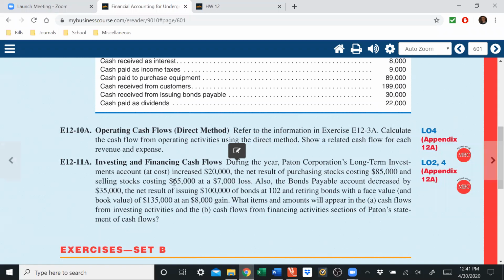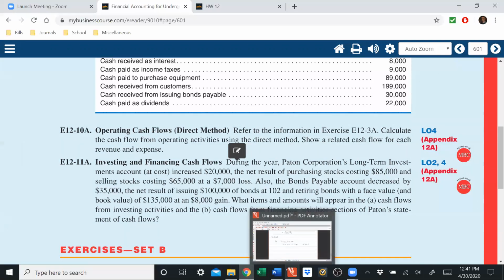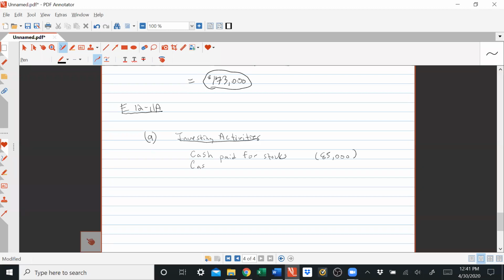Then they also sold stocks that originally cost them $65,000, stocks that they originally paid $65,000 to acquire. They sold them at a $7,000 loss. So what cash did they receive from selling these stocks? They must have sold them for $58,000. They originally bought them for $65,000, so they took a $7,000 loss. So $58,000 is the cash received from the sale.